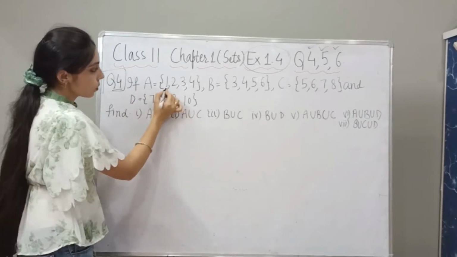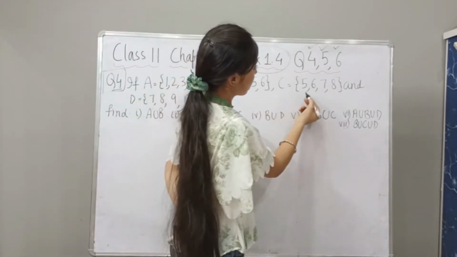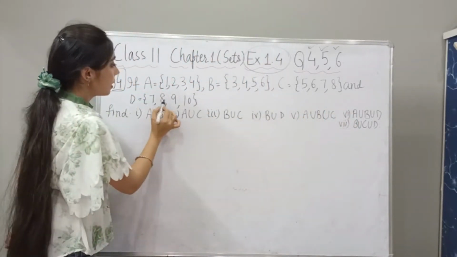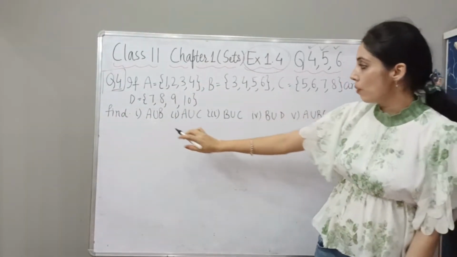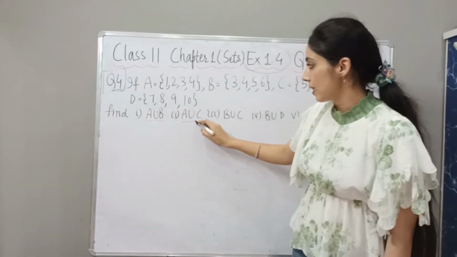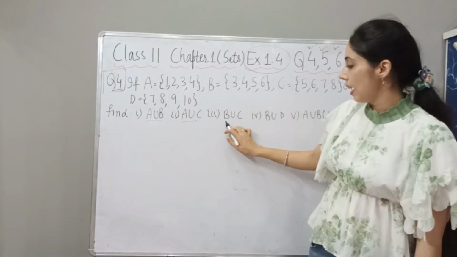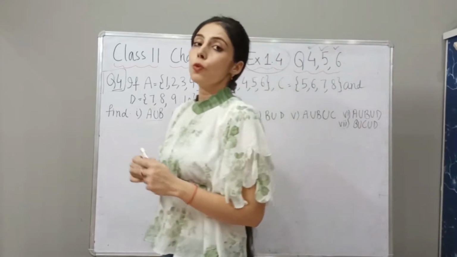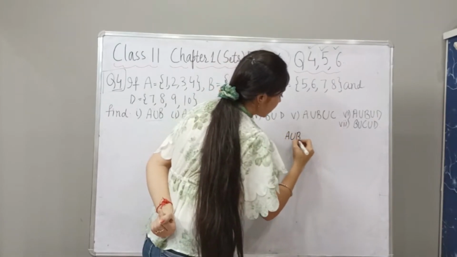If A is equal to {1, 2, 3, 4}, B is equal to {3, 4, 5, 6}, C is equal to {5, 6, 7, 8} and D is equal to {7, 8, 9, 10}. We have 4 sets given and we have to find the union between the sets. First of all, we have to find A union B, A union C, B union C and B union D. So, first of all, you all know the definition of union.